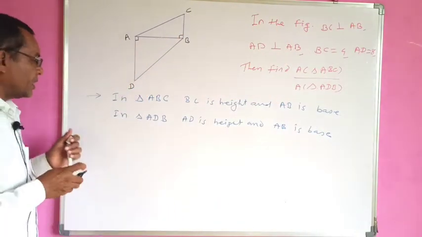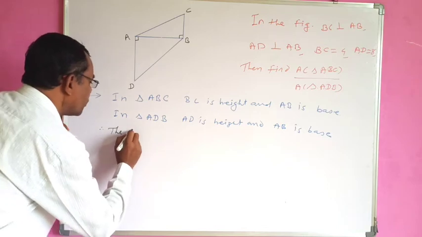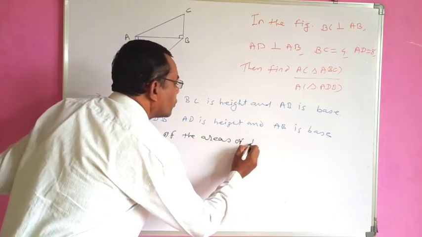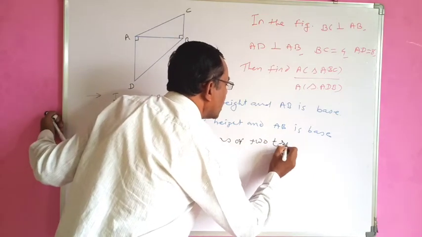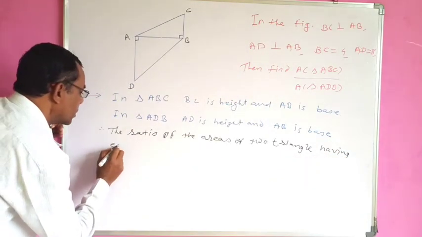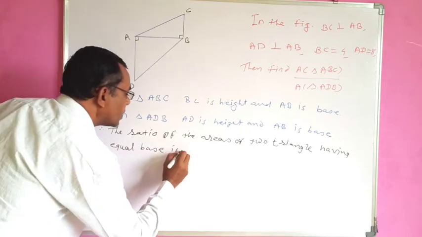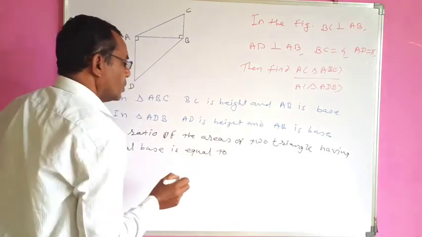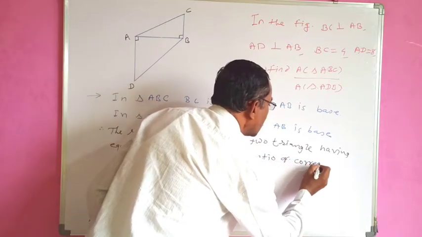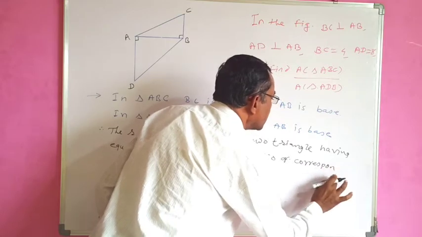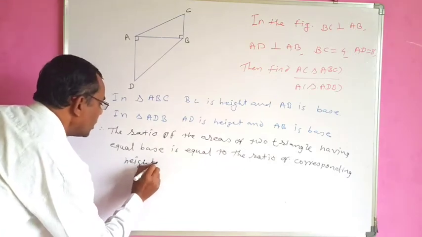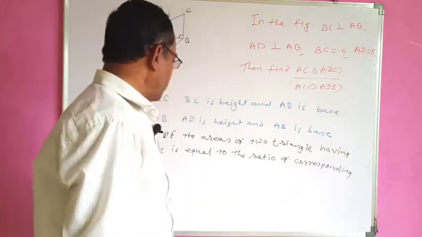Then we will write the property here. Therefore the ratio of the areas of two triangles having equal base is equal to the ratio of their corresponding heights. Okay, it is the property and we have written it here.